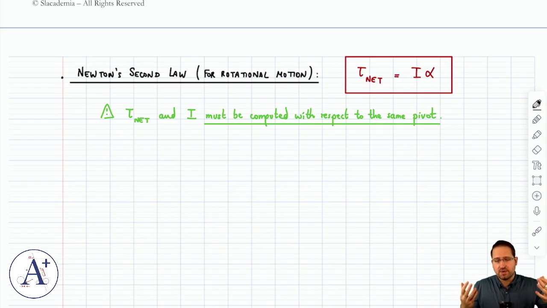That makes no sense. But that's not necessarily made clear when we just write torque net equals I alpha. So just to be upfront about it, and we'll see in practice how we apply this and why it matters, you need to make sure that if you choose a pivot, it's not just for net torque, it is also for the moment of inertia.